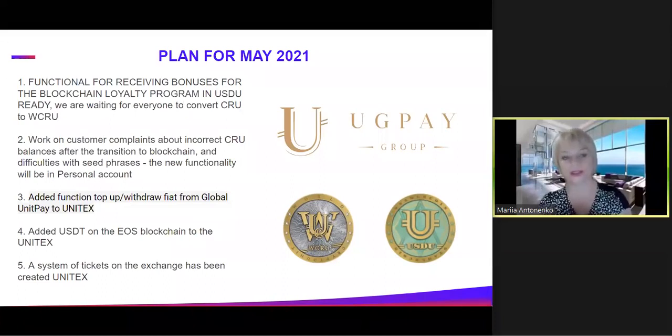Until everyone converts their CRUs into WCRUs, until we address all the synchronization issues, we will not do the accrual of the bonuses, because after all, we need to first make sure that all people who wanted to convert have this technical possibility to level out the balances, and only then will the loyalty bonuses for April and May be accrued, maybe somewhere in mid-June if all the problems are addressed.